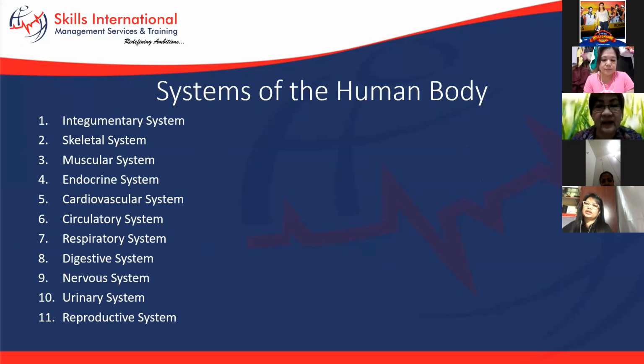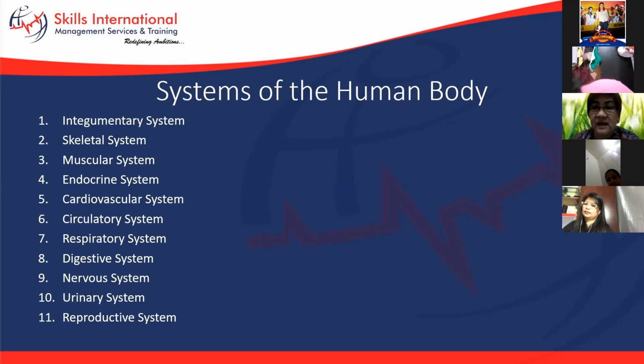We have the integumentary, which is the skin. We have the skeletal, which is the bones, the muscular, which is the muscles, and the endocrine system for all the glands. Cardiovascular is the heart and the vessels. Circulatory is the flow of the blood supplies. Respiratory is the breathing system, which is the lungs. Digestive system is the gastrointestinal tract.